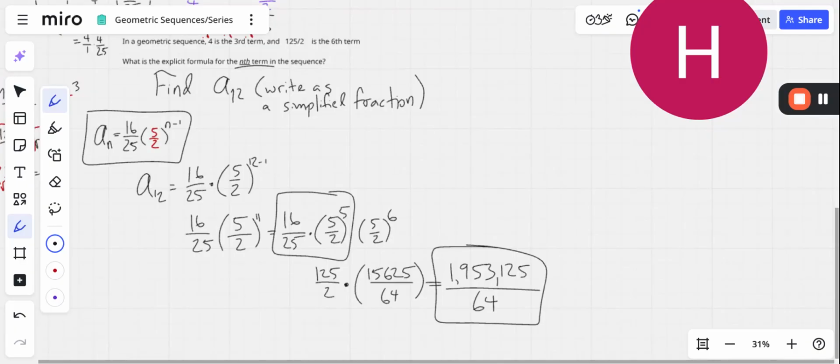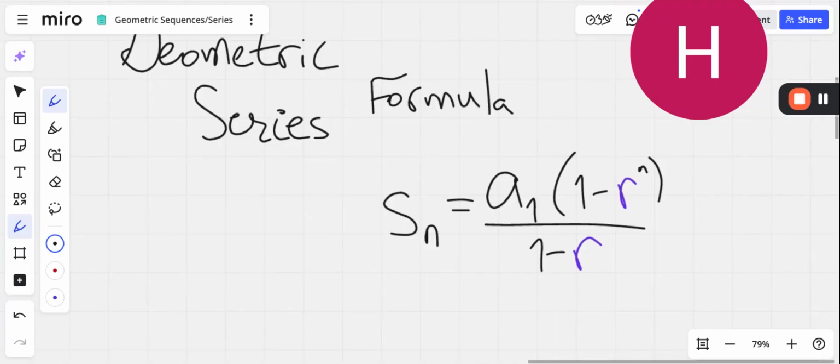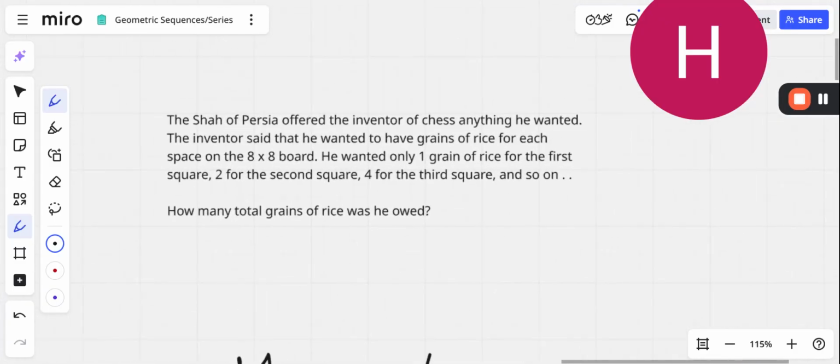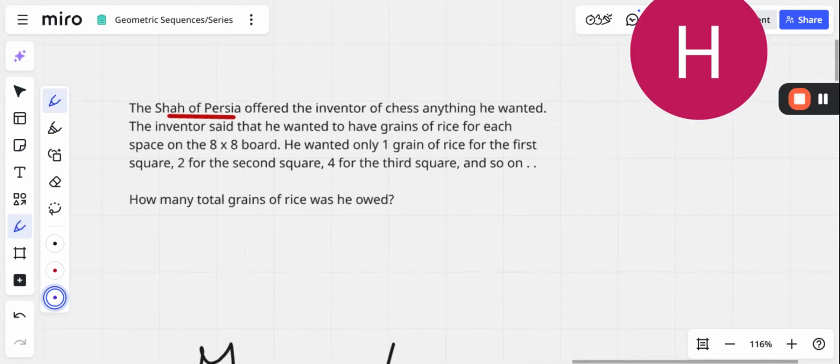All right, let's move on to the bonus question now. I did write out the geometric series formula, but let's reread the question. So the Shah of Persia offered the inventor of chess anything he wanted. And the inventor mentioned that he wanted grains of rice that go along with each space on the chessboard. He wanted 1 grain of rice for the first square, 2 grains for the second square, 4 for the third square. So you see that pattern come up again that we started with, except now we're adding them because he's getting a total amount of rice for each square.